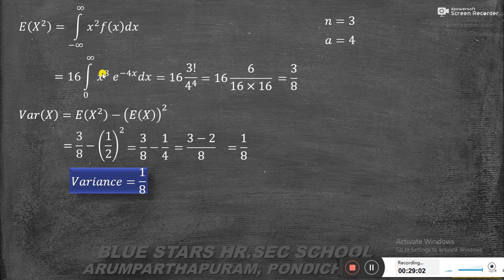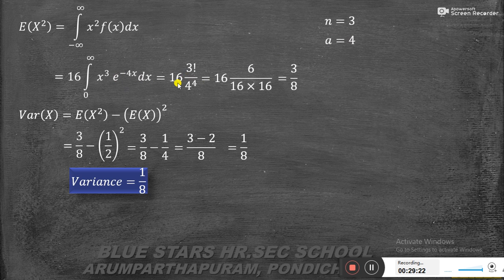So x square into x is x cube. The 16 I write outside: 16 into the integral from 0 to infinity of x cube e power minus 4x dx. The next step, I apply the gamma integral formula: x power n, here n equals 3, and e power minus ax, a equals 4.